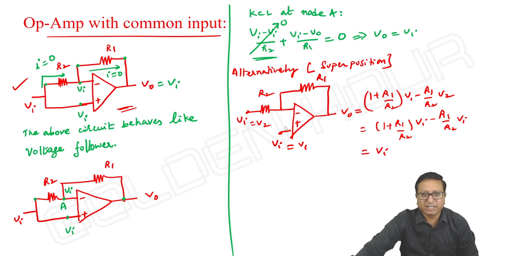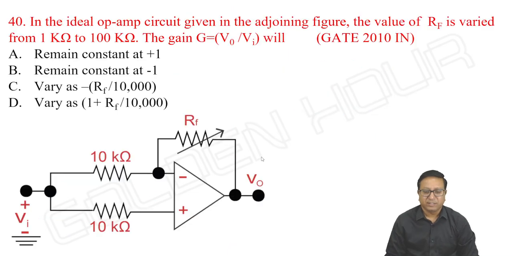See this, why I wrote superposition and all, we'll see that later on. Anyway, look at this question. In the ideal op-amp circuit given in the adjoining figure, the value of RF is varied from 1 kilo ohm to 100 kilo ohm. RF is varying, so the gain G, equal to V output by Vi, will remain constant at 1 volt, constant, minus 1. Some options are given.